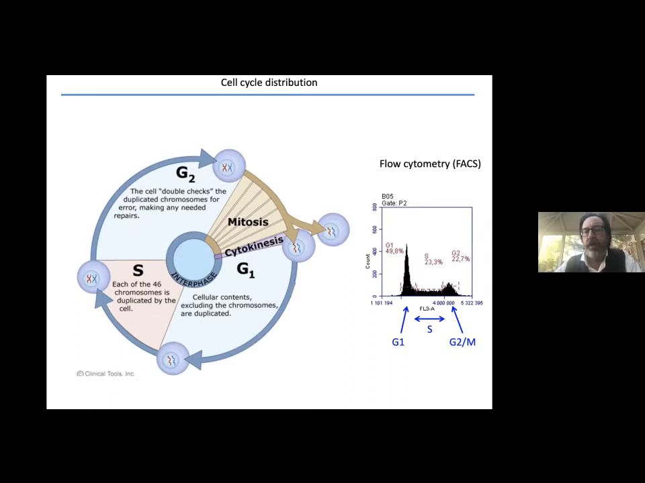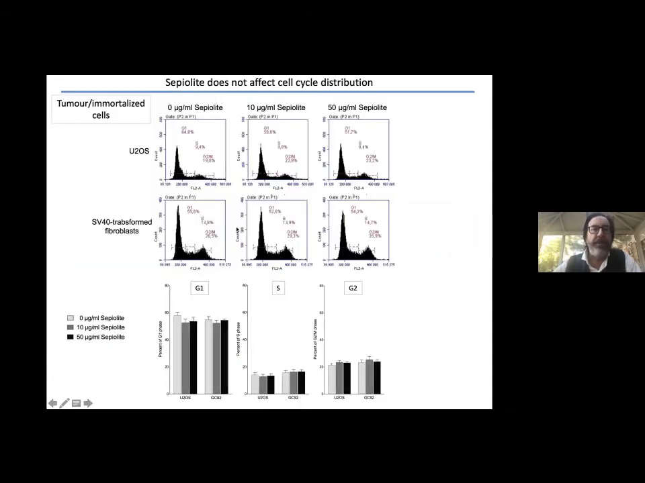So if there is the activation of the checkpoint, then you have the arrest in G1 or in G2 phase. But with sepiolite, the cells are able to detect the sepiolite, but there is no effect on the cell cycle distribution, suggesting that there is not a lot of genotoxic stress.